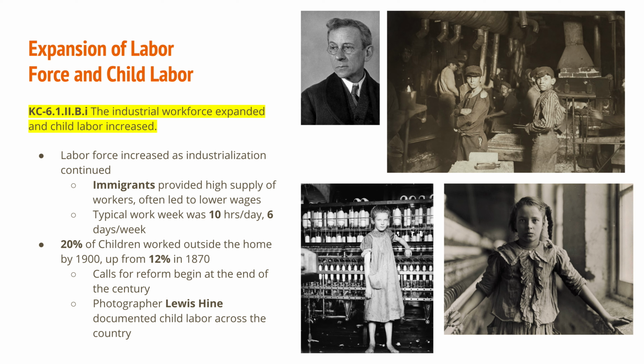And finally, 20% of children worked outside of the home by 1900. This was up from 12% in 1870. Reformers in the 1890s are going to view this as a big problem. Lewis Hine was a photographer who worked for an advocacy group that was trying to end child labor. So he went all across the country to document children at work and to put a visual face to all of these kids who had to endure these difficult working conditions. He went to mines, textile mills, and glass blowing factories, and in all of them he was able to find children working.